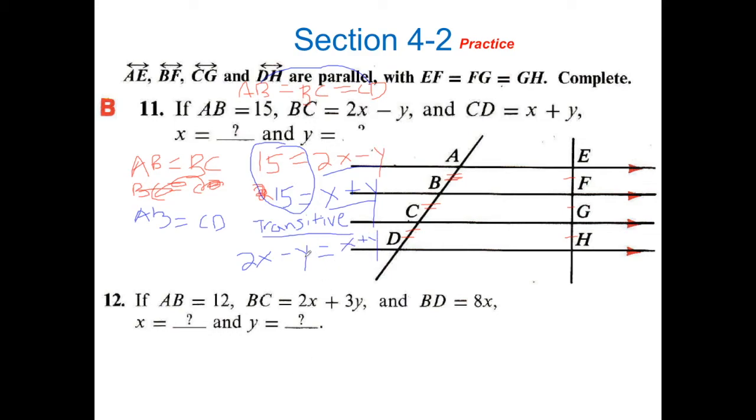Next step: I can subtract x from both sides and add y to both sides just to combine like terms. And let's see what I get. I get 2x minus x, which is just x. Negative y plus y is 0. And y plus y is 2y. Okay, so I get x equals 2y.